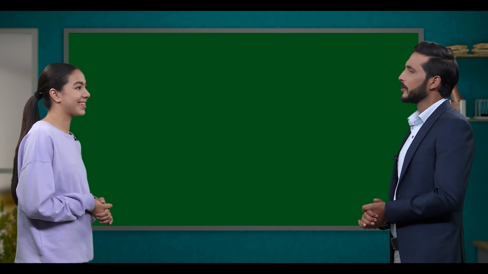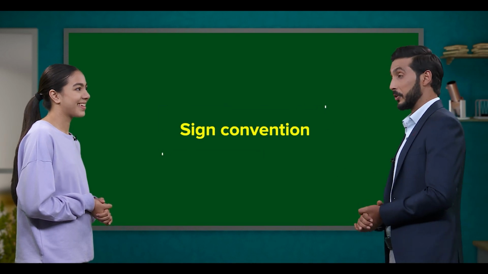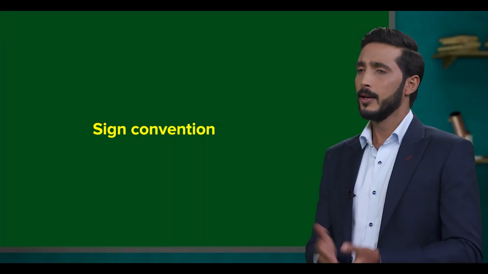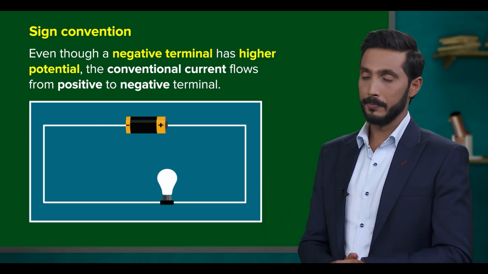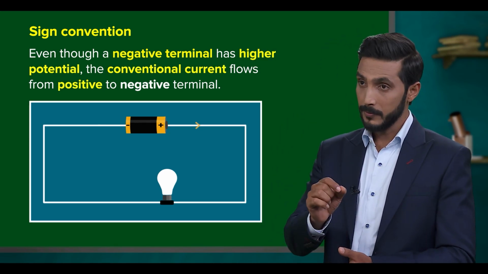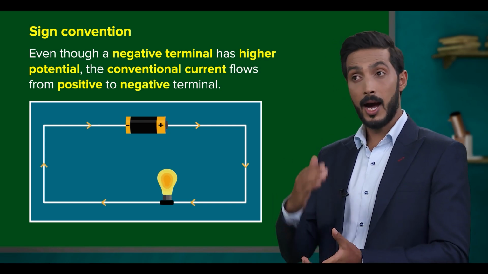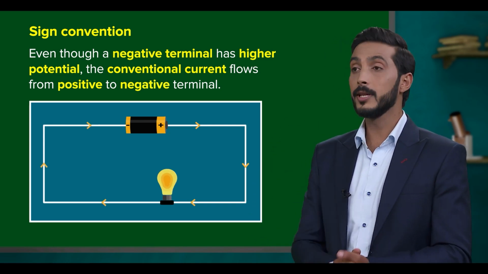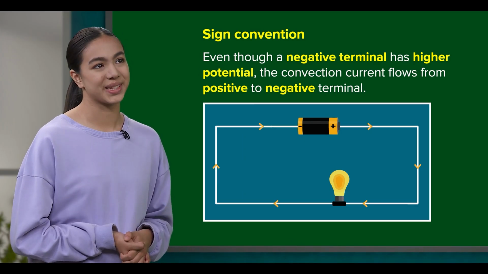Now I know what you know. Be careful about the sign convention though. Sign? Yes, in reality, the negative terminal has higher potential energy, but since the conventional current flows from positive to negative, we consider the positive terminal to be at a higher electric potential than negative. Oh, so it is the exact opposite.